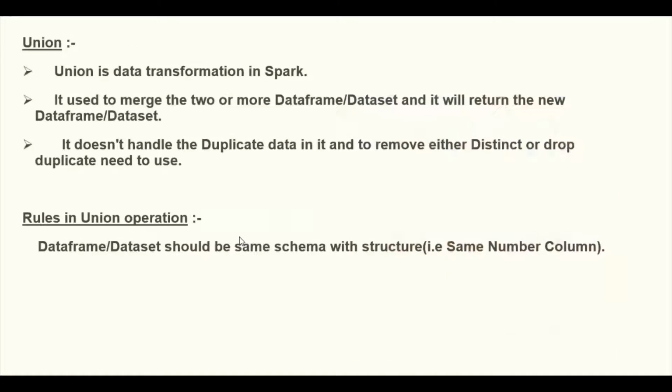Union is just one of the data transformations in Spark, and it can be used to merge two or more data frames or datasets, and it will return a new data frame or dataset. Basically it doesn't have functionality to handle duplicate data, and to remove duplicates we have to use the distinct or dropDuplicates function. Fine. Union has some rules: if you're going to use two data frames or datasets, they should have the same schema and structure, which means the same number of columns.